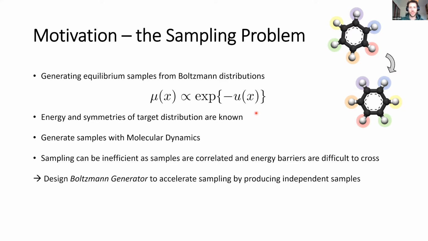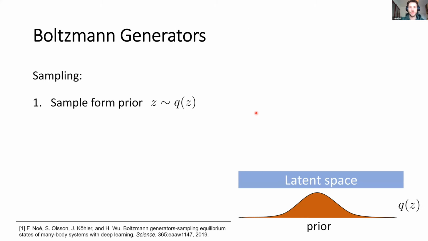What Boltzmann generators do instead is aim to accelerate the sampling, and they do so by sampling the states from the Boltzmann distribution independently. The idea is to design them such that they somehow incorporate the symmetries of the underlying system into the Boltzmann generator. So, as I promised, a quick intro to Boltzmann generators.